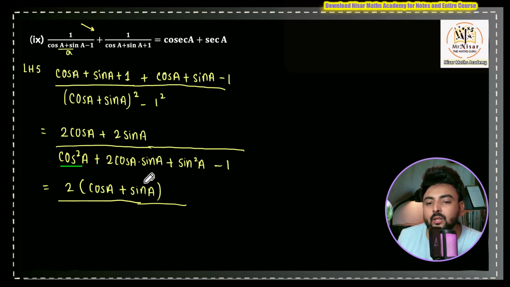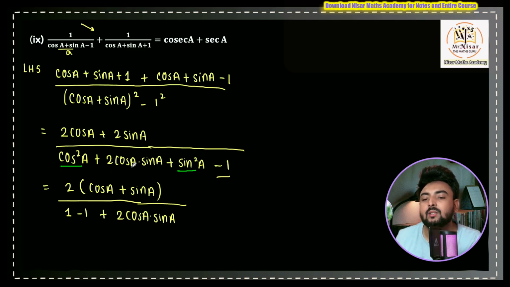This cos square A plus sin square A, what is it going to become? Yes, it's going to become 1, and this 1 minus 1 I'll write here. What is remaining in the denominator? 2 cos A into sin A. See, this cos square A plus sin square A I have written as 1, and this 1 minus 1 I have written then, and what is remaining? 2 cos A sin A.